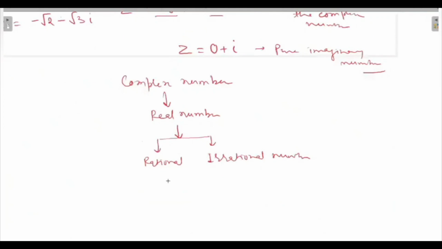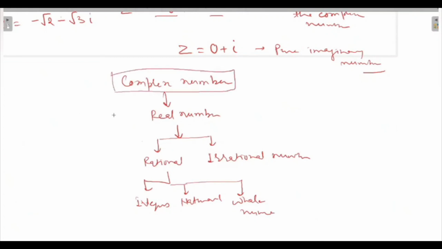Under rational numbers, we can have integers. We can as well have natural numbers. We can have whole numbers and all those. So what essentially I was trying to tell you is that now complex number is a superset under which all these numbers are there. Since real number encompasses all other numbers, now complex number is encompassing even real number, because real number is a type of complex number whose imaginary part is zero.